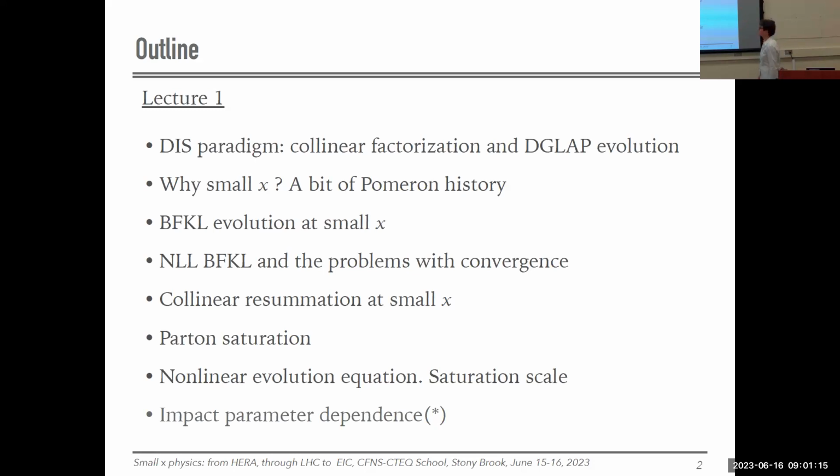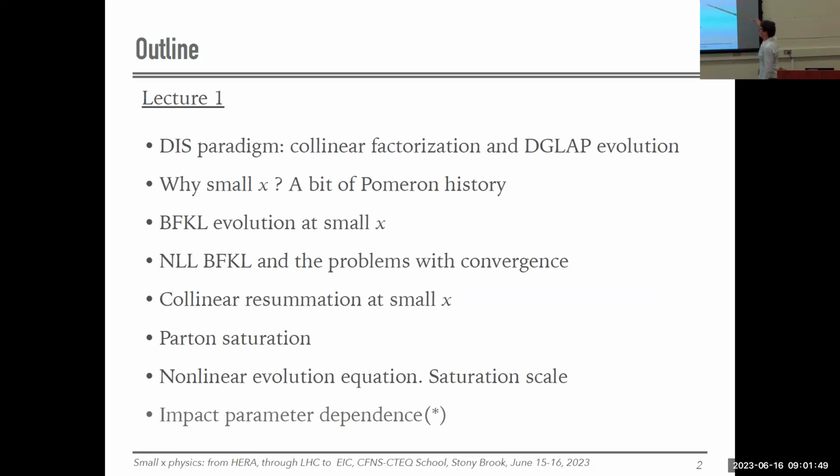It stems from the analytic S matrix, and this is where the concept of the Pomeron was introduced. Then we learned how this Pomeron can be realized in QCD, and that is through what is called the BFKL equation at small x, which is a counterpart to DGLAP, except that it evolves in a different variable.